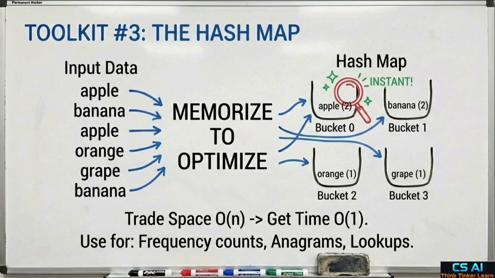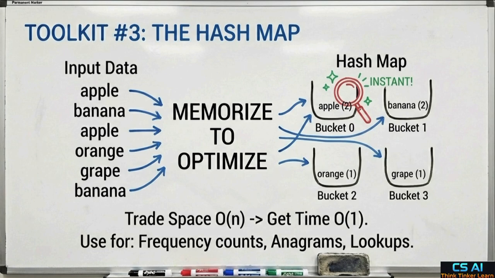Now we come to the ultimate tool for executing our fundamental trade-off, the hash map. This is how you pay with space to save time. The core idea is memoize to optimize. As you process your input data, you store it in a hash map. The hash map uses extra memory, O(n) space, to create an index of your data. But what do you get for that space? You get instantaneous, O(1) average time lookups.